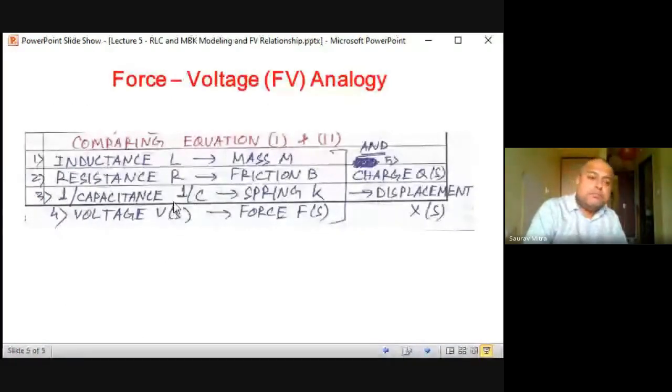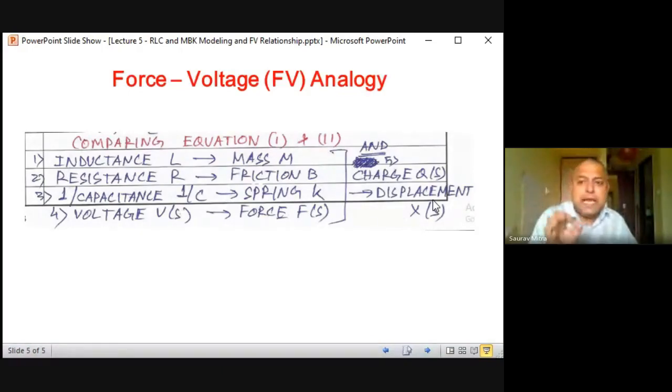If you are equating it, you are finding inductance L is mass m, resistance R is friction B, capacitance 1 by C is equal to spring K. Voltage is the input quantity in the case of electrical, that is V. Force is the input quantity in the case of mechanical, it is F. Now the most important thing, what is the output quantity? Output quantity for electrical is Q, that is charge, unit is coulomb. Output for the mechanical system is displacement, that is given in meters.